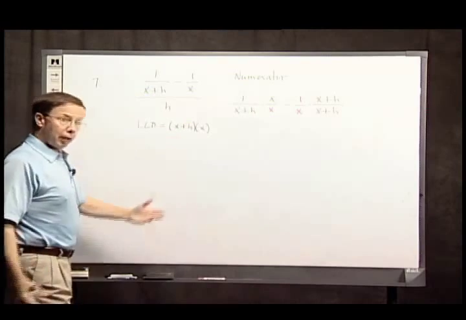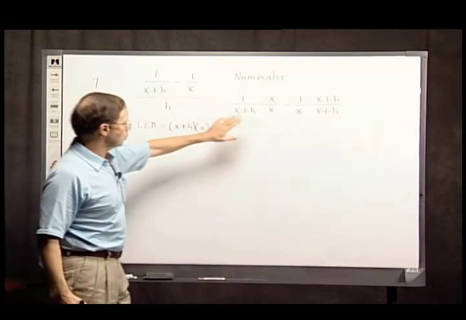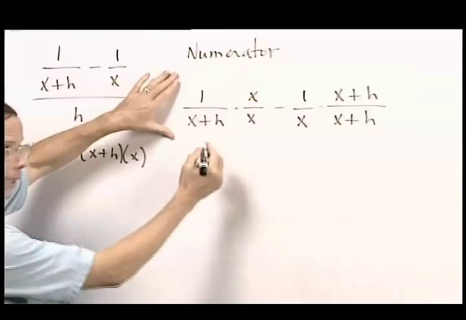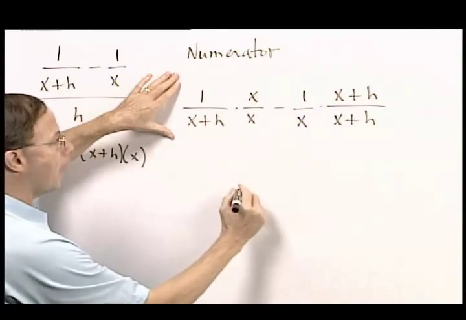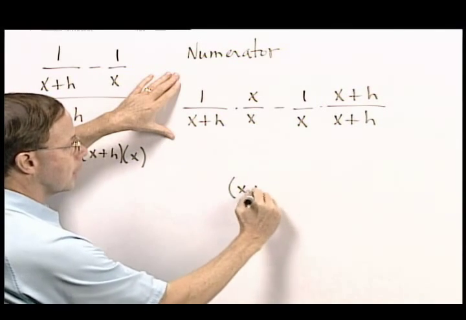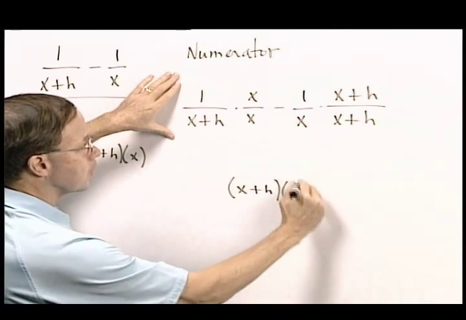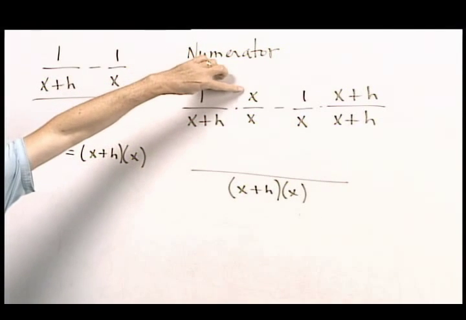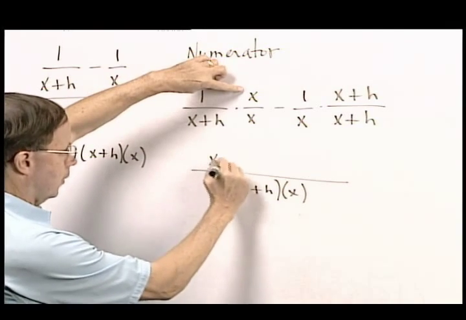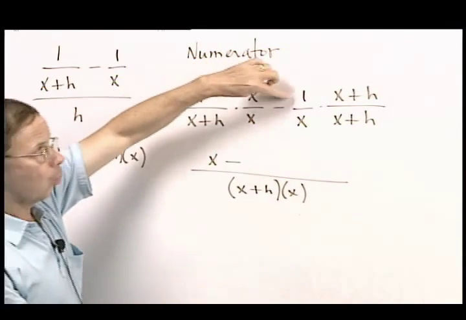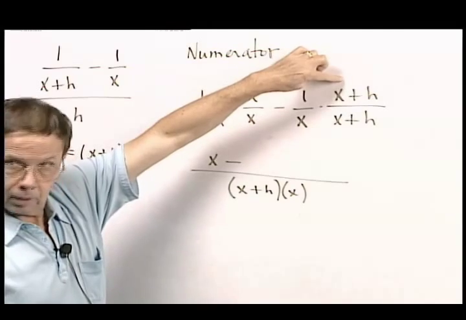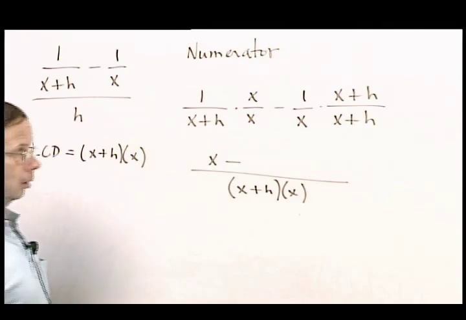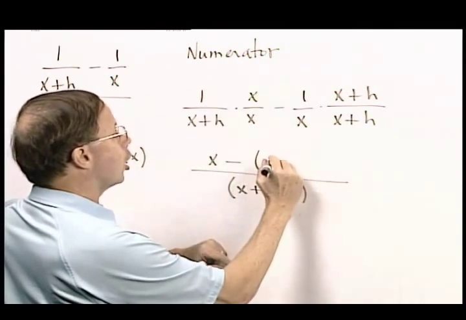And now we're ready to actually do the subtraction because we have two fractions that have the same denominator. When I put them together, of course, the denominator will be x plus h times x. The numerator from here, I have an x minus 1 times this. Here you have to keep in mind that the division bar is a grouping symbol. So I'm subtracting all of it.